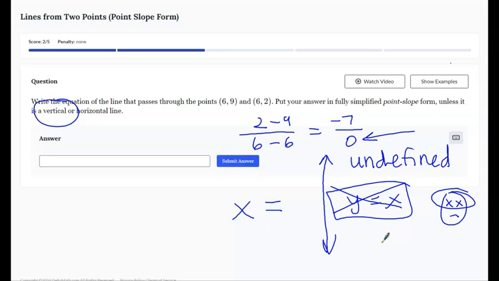And if he has an x-only statement, then that means that you need to put the x value of the point. And they will always be the same. So the x value is 6. Our answer here is just the sentence x equals 6. No point slope formula needed.